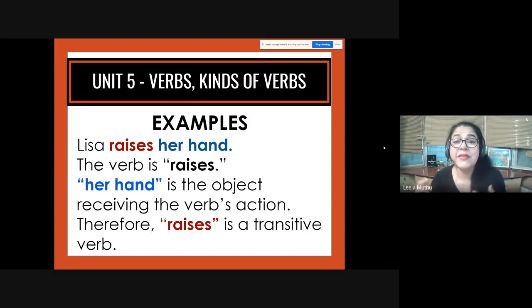It is the noun that is receiving the action of being raised. Okay, so in this case, the verb raises is a transitive verb, and there is an object in the sentence. Because there is an object in the sentence, the noun or the pronoun, in this case, the noun, has received the action. The hand has received the action of being raised by Lisa. Okay, so raises is a transitive verb in this sentence.